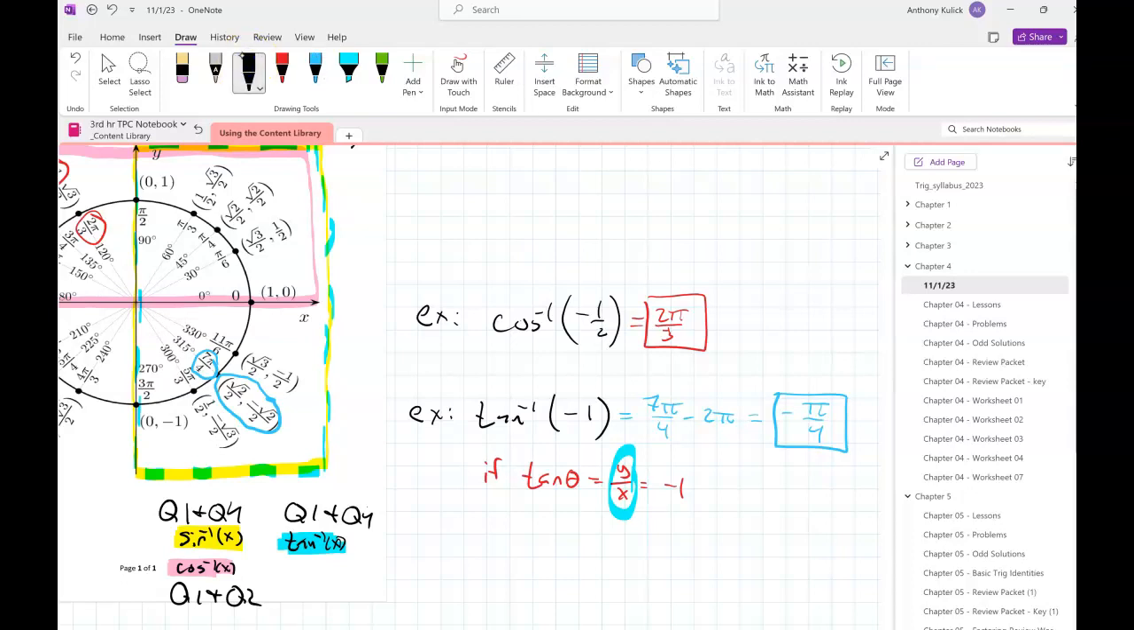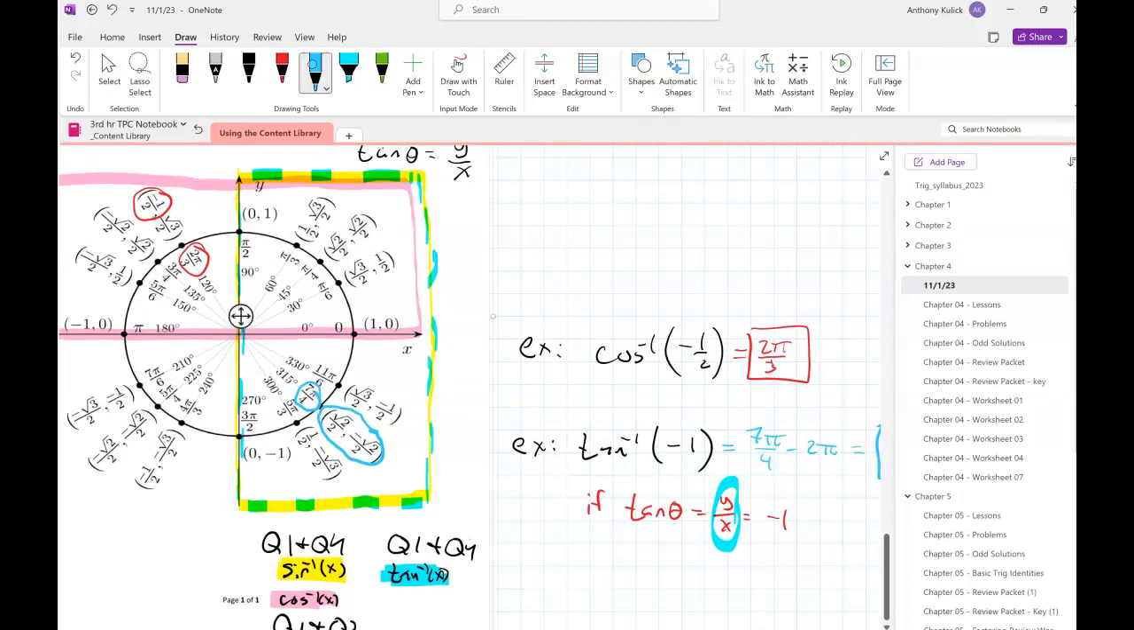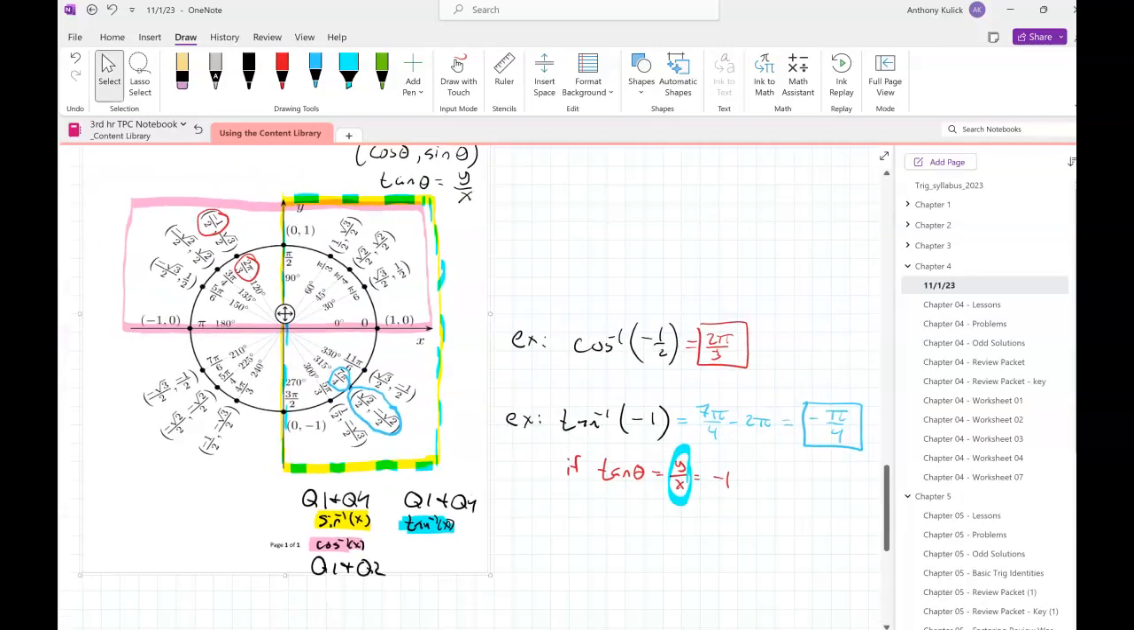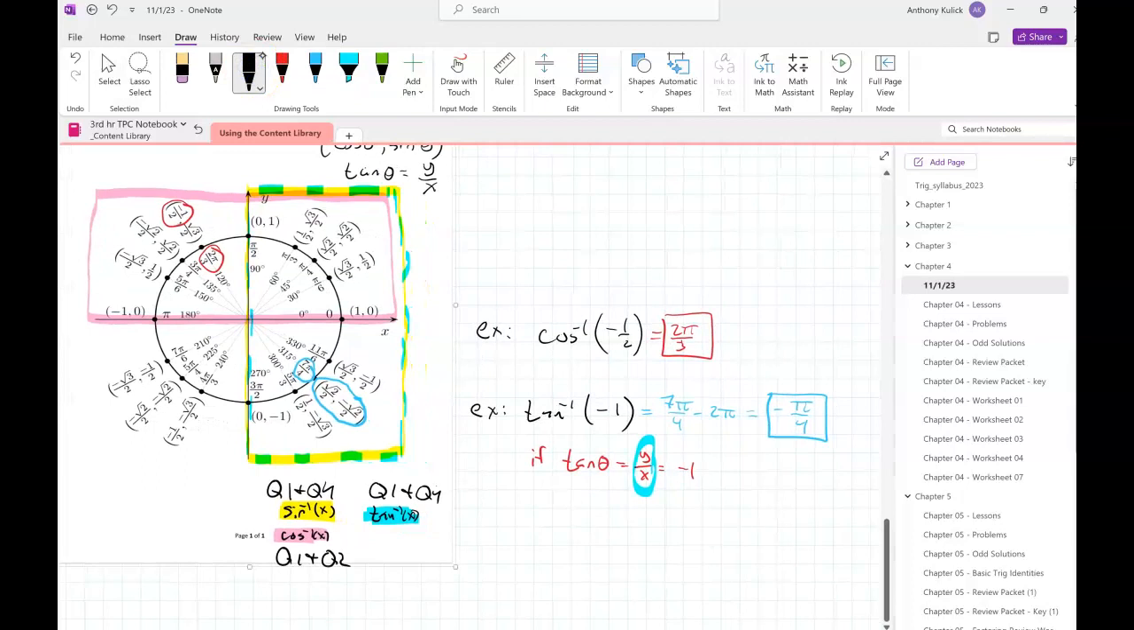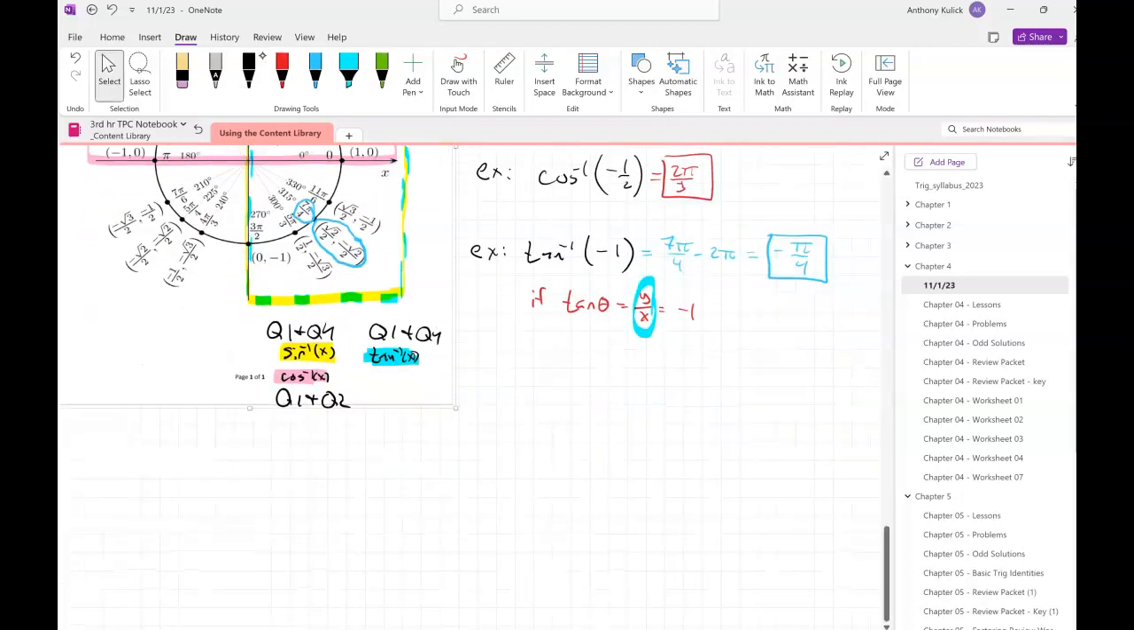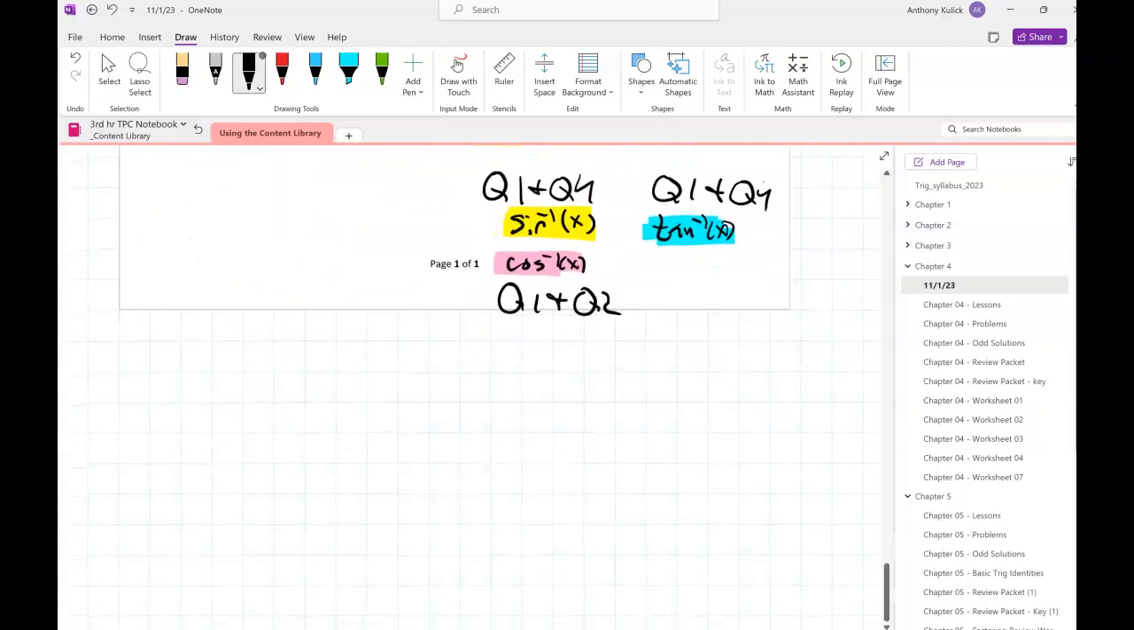Did you get 7 pi over 4? Because that's the angle measure that matches up with the point where the x and y are the same number but opposite signs, right? Just like we did before, where I found the x was -1/2, so I used the angle that matched up with it. Okay. All right. We're feeling okay about what we've done so far? Let's do another kind of example now, and this is what you're going to be doing in your homework.